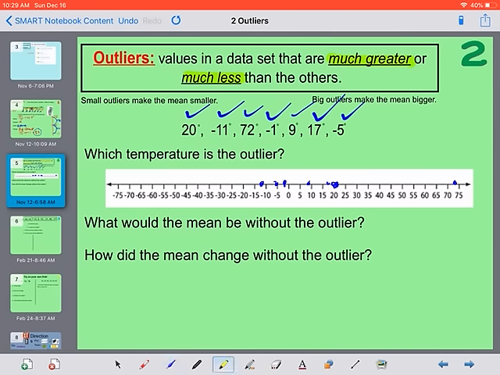So you can tell that most of our data is pretty close together right here. And then there's this one number way over here, like a really warm day. So 72 is our outlier. It's way bigger than all the rest of the numbers.